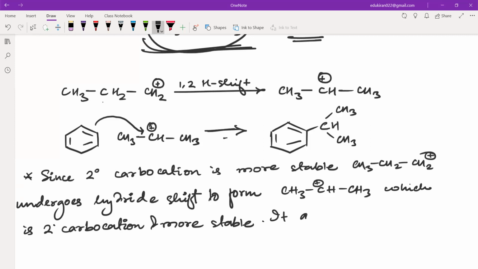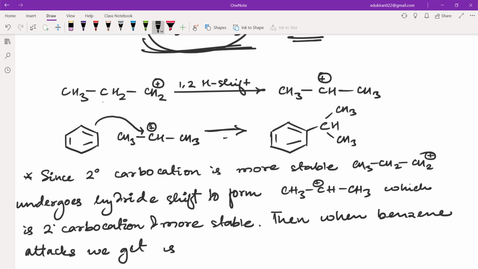The benzene attacks on it. Then when benzene attacks, we get isopropyl benzene. Is this clear? Is this clear, guys? Okay.